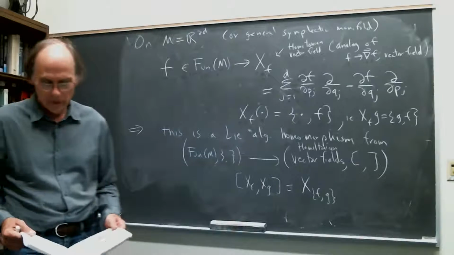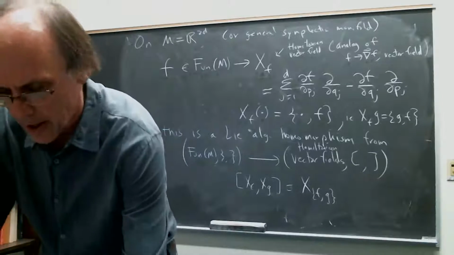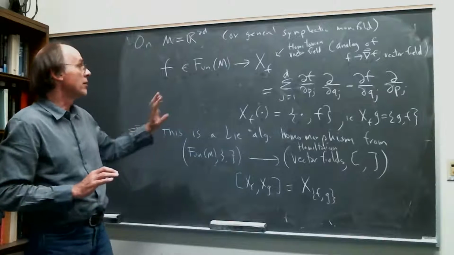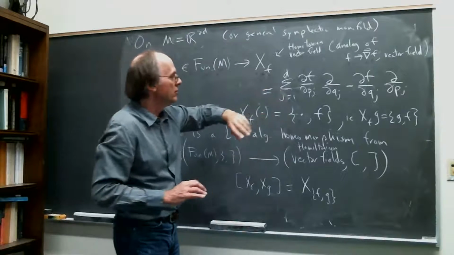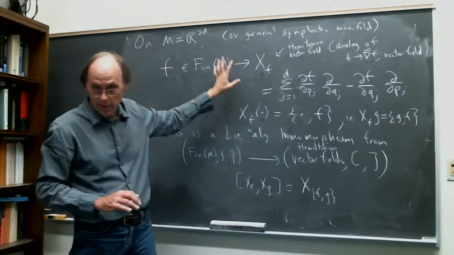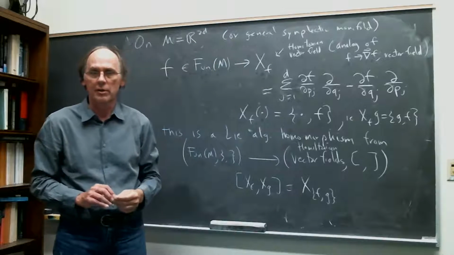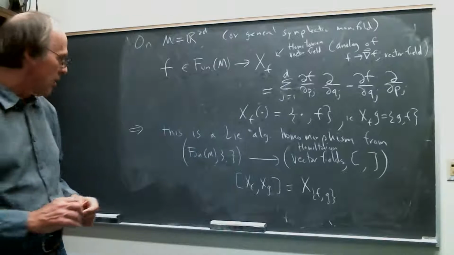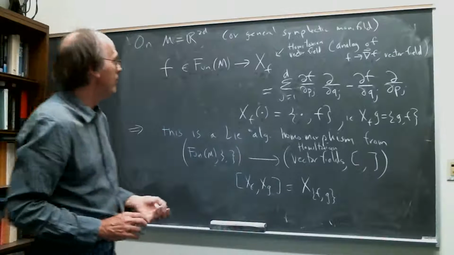Again, everything that I've said here works. I've written it explicitly in coordinates for R2D, but you can make it work on an arbitrary symplectic manifold.